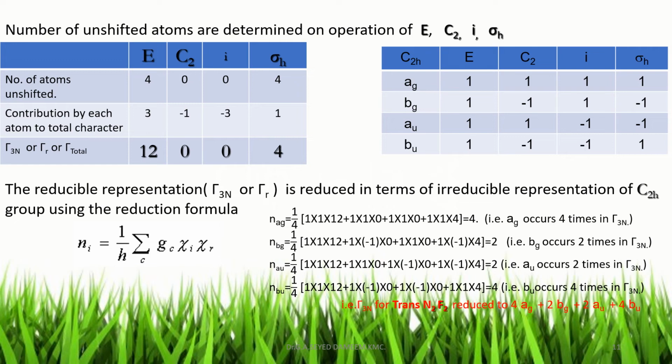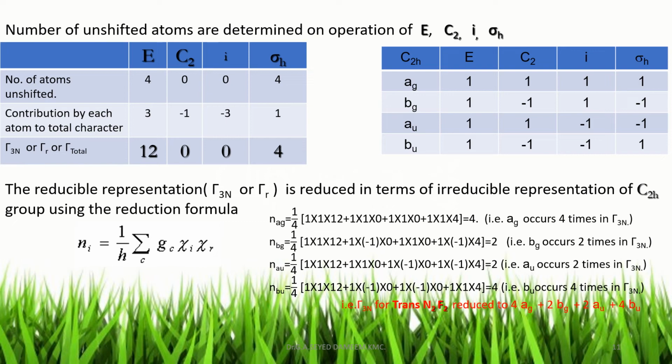The irreducible representations are Ag, Bg, Au, Bu. Now Gamma 3N is reduced in terms of Ag, Bg, Au, Bu by making use of the reduction formula. The formula is given and the calculation is also given. The number of times Ag occurs in the reduced representation is 4, the number of times Bg occurs is 2, and the number of times Au occurs is 2.